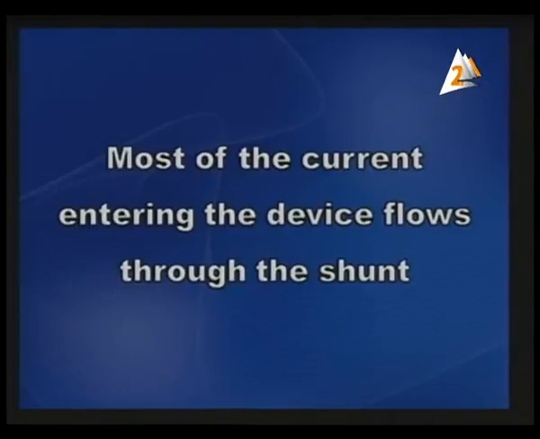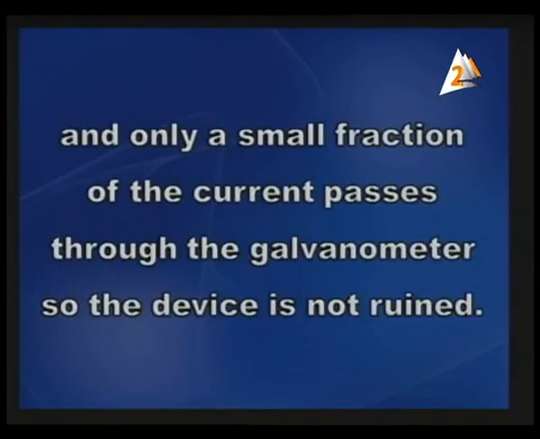Also, still talking about the function of the shunt, most of the current entering the device, entering the ammeter, flows through the shunt, and only a small fraction of the current passes through the galvanometer. So the device, the galvanometer, is not damaged, is not ruined.